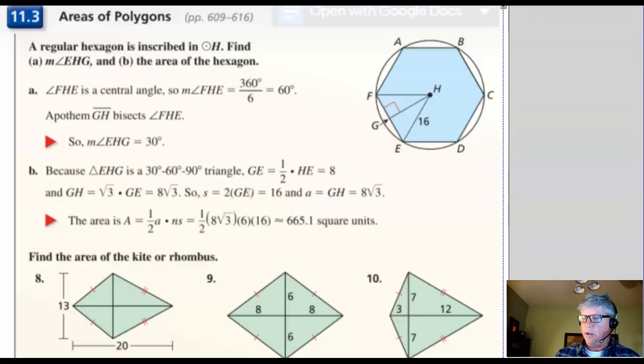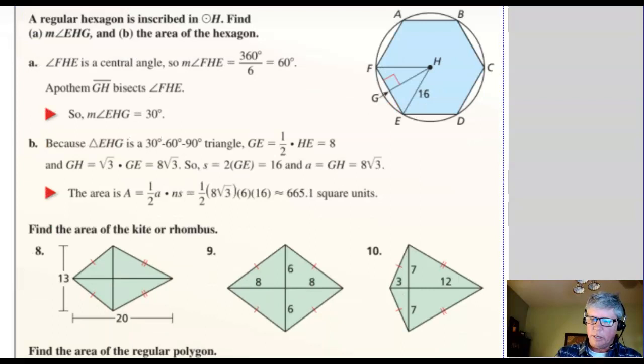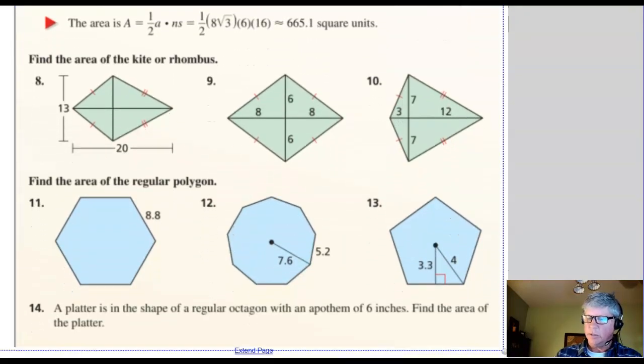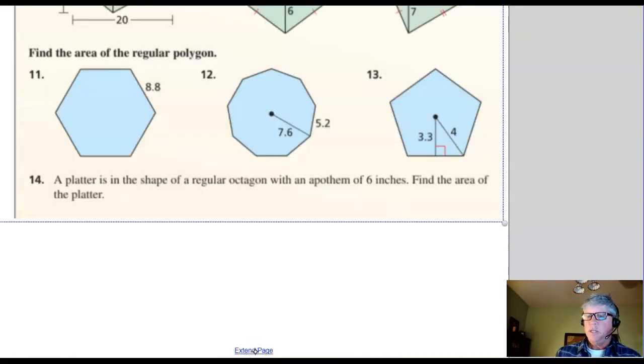Okay, area of polygons. Hey, we're going to skip some of these. I don't know if this is quite right. Let's see. Oh, those are the ones we want to do. So 11, 12, and 13. Let's just pick our favorite. Why don't we go with, let's go with 12.